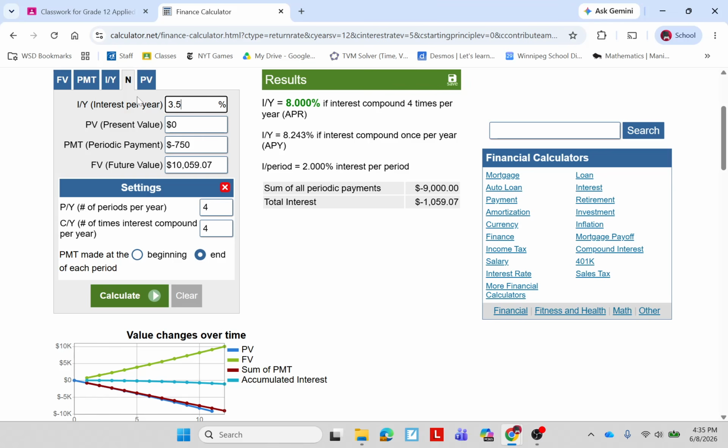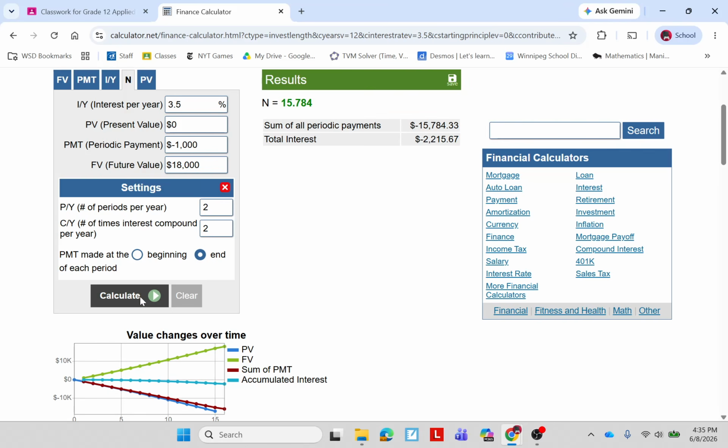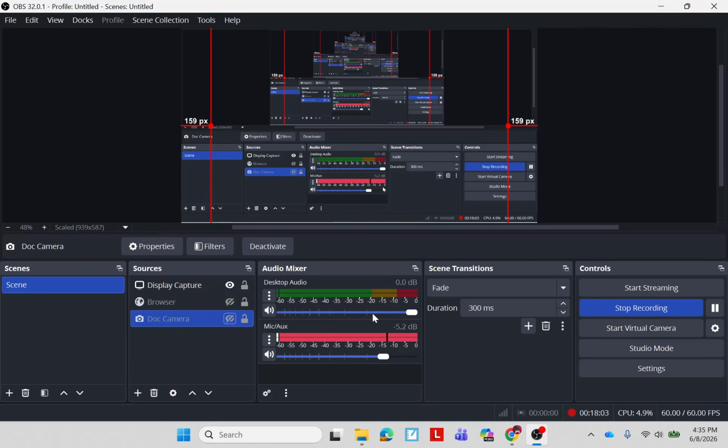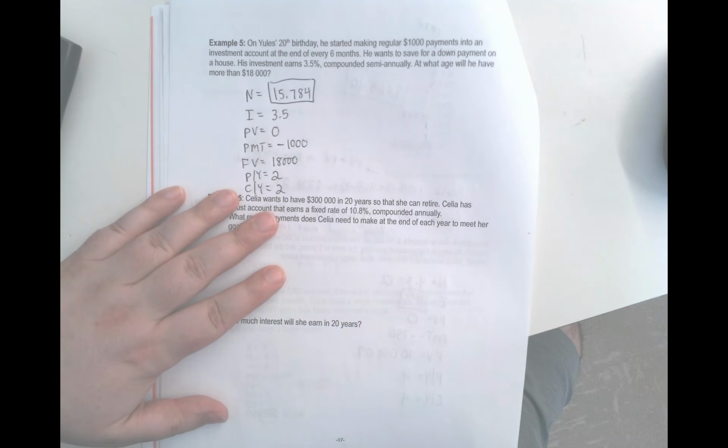Fill in our numbers, 3.5, present value 0, payments of $1,000, don't forget the negative. He wants to have 18,000 saved, which I don't know if that's going to be enough for a down payment for a house these days, but, you know, whatever. It is what it is. And when we hit calculate, we get N is equal to 15.784. Okay, so I have that number written down here. So N is equal to 15.784.